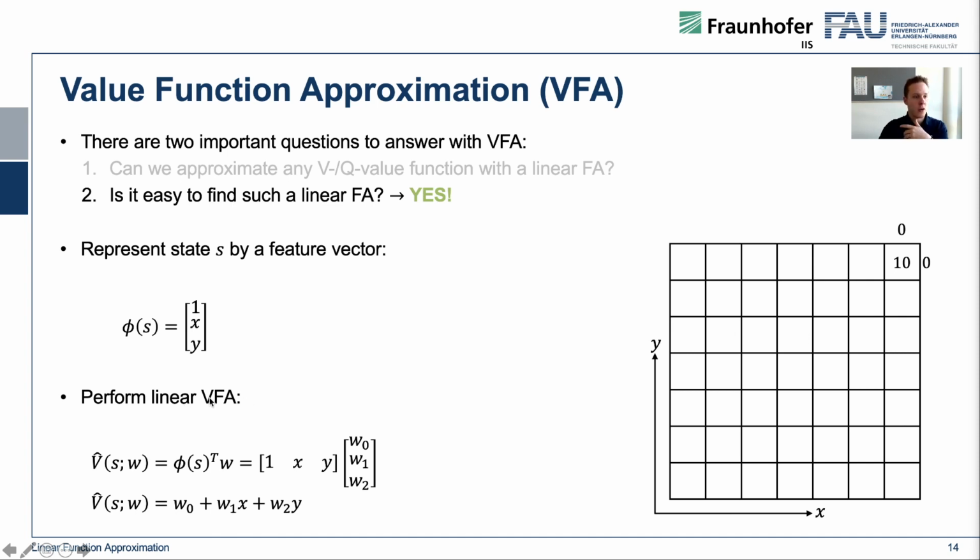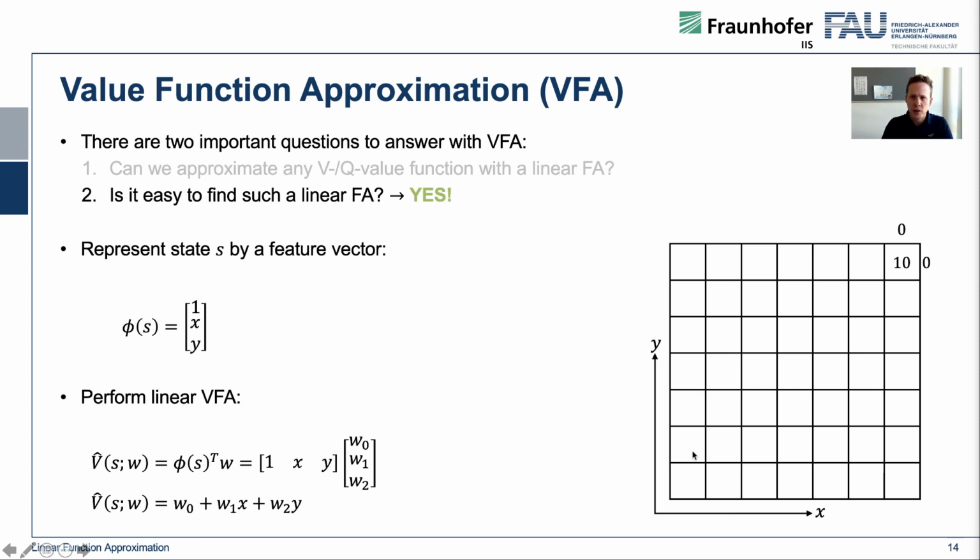And then we define our linear value function approximation. The value function of S given a parameter vector W is nothing else than the transposed representation of the state features, which is 1, X, Y, times our parameter vector, which in this case has 3 values. We can analytically calculate this: the state value function of S given W is nothing else than W0 plus W1 times X plus W2 times Y.